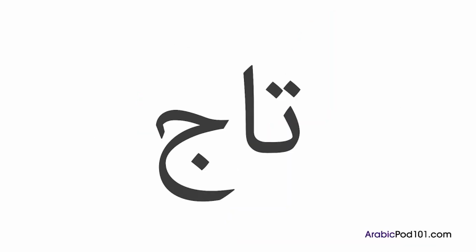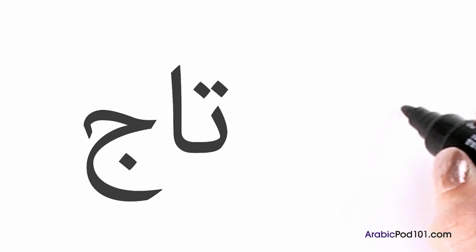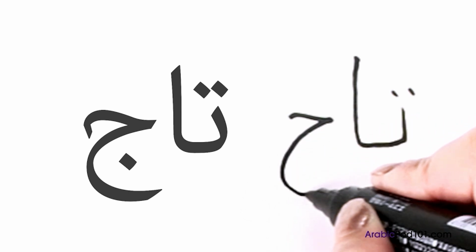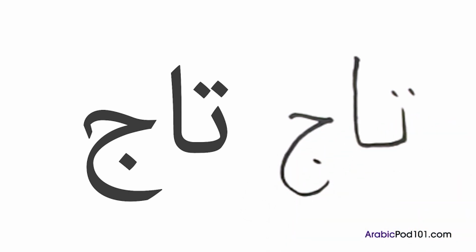Now let's try writing it. Taj. First, write the ta. The boat connected to the alif, the two dots, then the jim in the isolated form. Nice work!